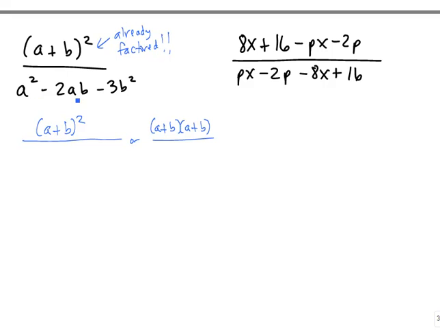The denominator doesn't have any parentheses, so that does need to be factored. So we're going to need two sets of parentheses. We need two things that multiply to a squared, so that has to be a and a. And we need two things that multiply to 3b squared, that has to be 3b and b.